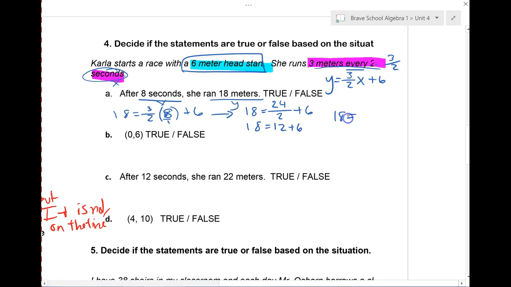And then 12 plus 6 is 18. So that is true. Okay, do it again. In this case, our y is 6. X is 0. 0 times this is always going to be 0. And then we're left with 6 equals 6, so that is true.